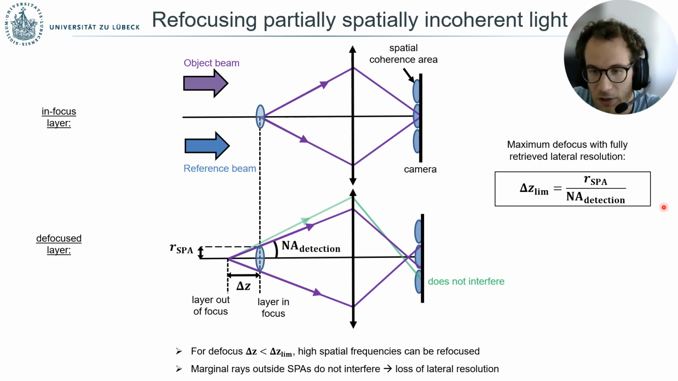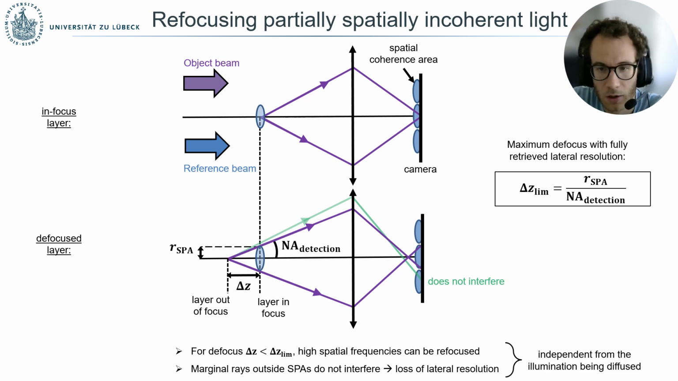And there is a compromise to realize between the defocus, so the thickness of the sample that we're able to image, the size of the coherence areas, so the ability to reject multiply scattered light, because smaller coherence areas mean better rejection of multiply scattered light, and the detection, so that is the lateral resolution. So we need to come to a trade-off between those three. And if we don't, then at depth we will lose resolution. And this should not depend on the illumination being diffused.